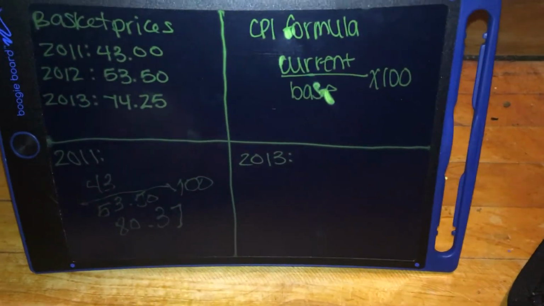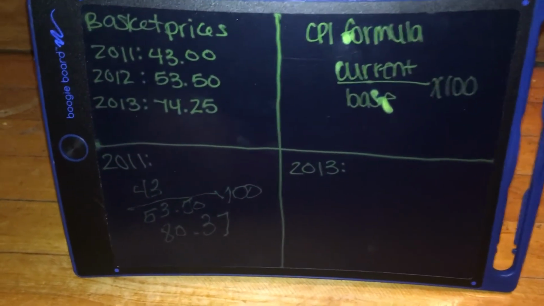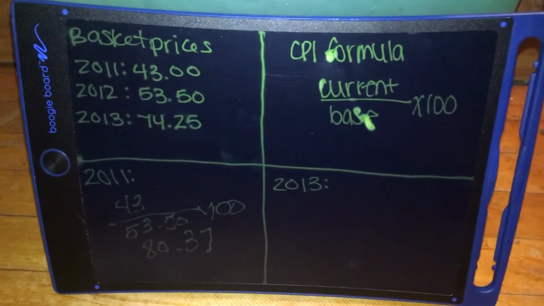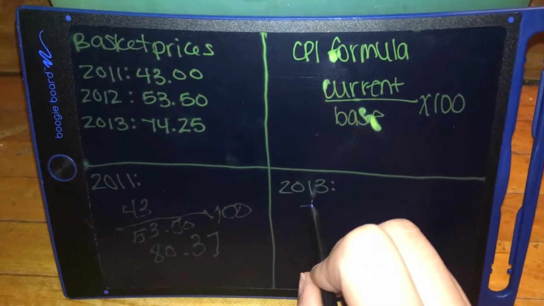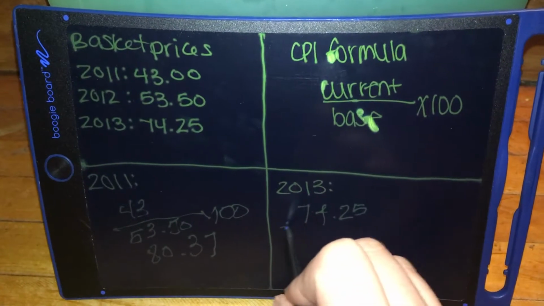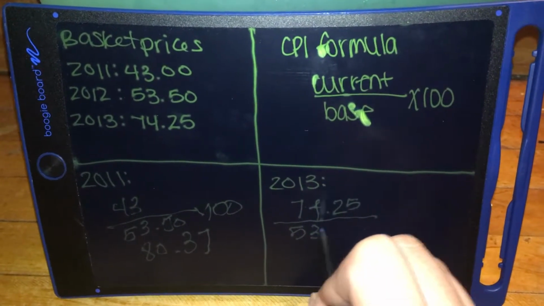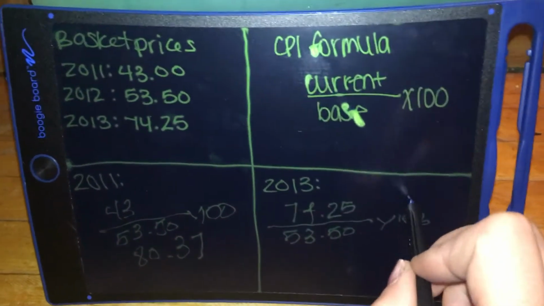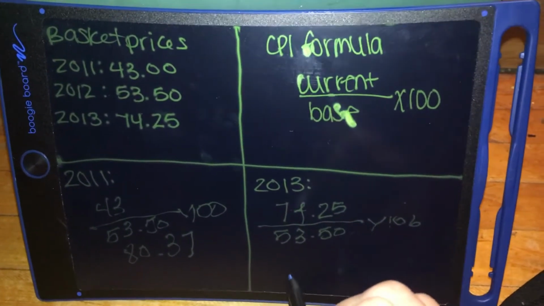Now, we're not going to calculate the CPI for 2012 because it is our base year and it would always equal 100. So, for 2013, we are going to take $74.25, divide it by our base of $53.50 times 100, and that would give us a total of 138.78.